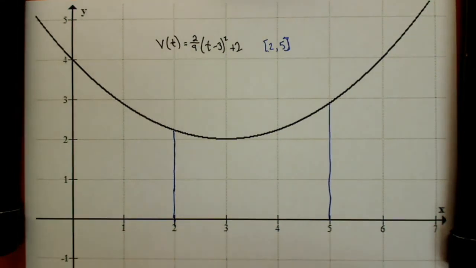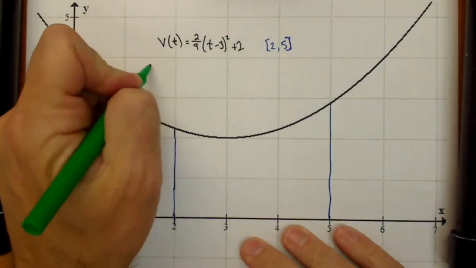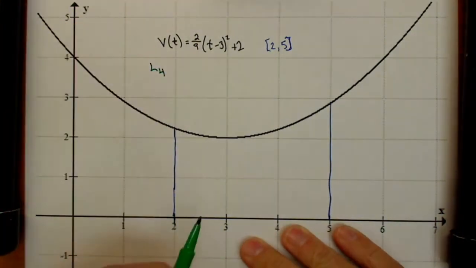Now what we're going to do is approximate this area with 3 different methods: the left-hand rule, the right-hand rule, and the midpoint rule. And we're going to use 4 rectangles. So first, let's talk about the left-hand rule, L sub 4.